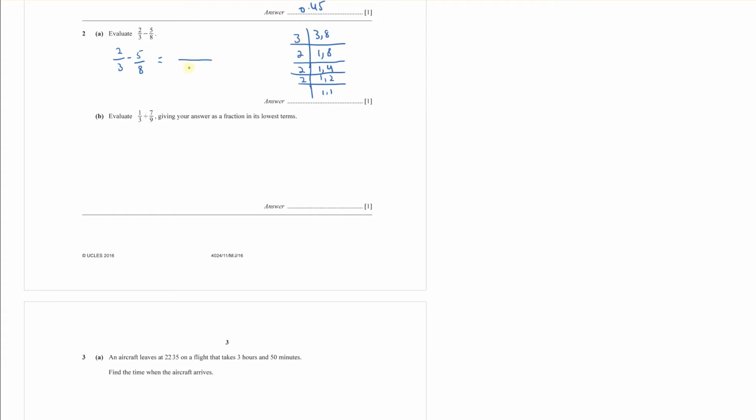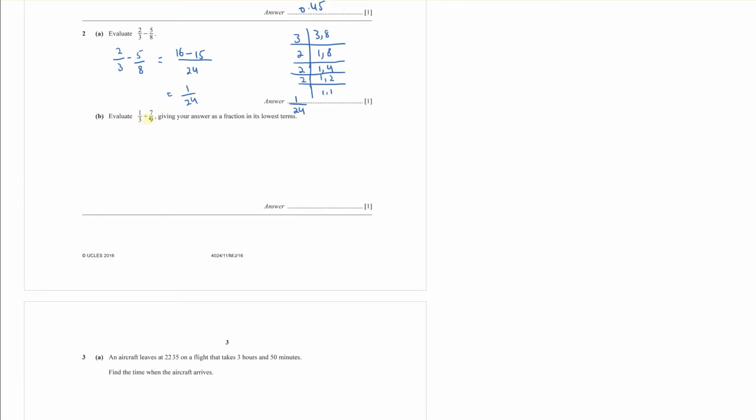So you have 24 as the LCM. So 3 times 8 is 24. So 2 times 8 in the numerator would become 16. And then 8 times 3 is 24. So 5 times 3 becomes 15 in the numerator. So 16 minus 15 is 1 over 24. So your final answer would be 1 over 24.